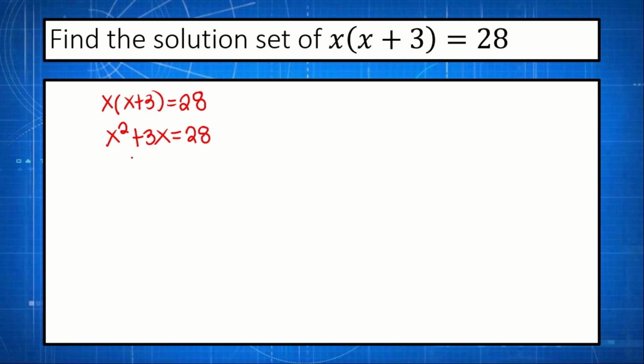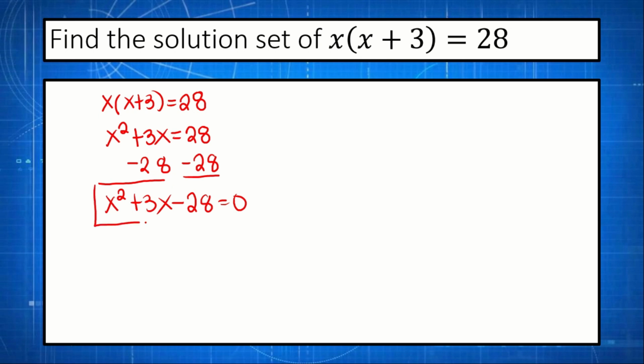So to make this standard, we will apply subtraction property. So we subtract both sides of the equation by negative 28. So this is now x squared plus 3x minus 28 is equal to 0. So this is now the standard form of the equation x times x plus 3 is equal to 28. Next step is we're going to find the roots of the quadratic equation using any of the methods of solving quadratic equations. So in this case, I will apply factoring.